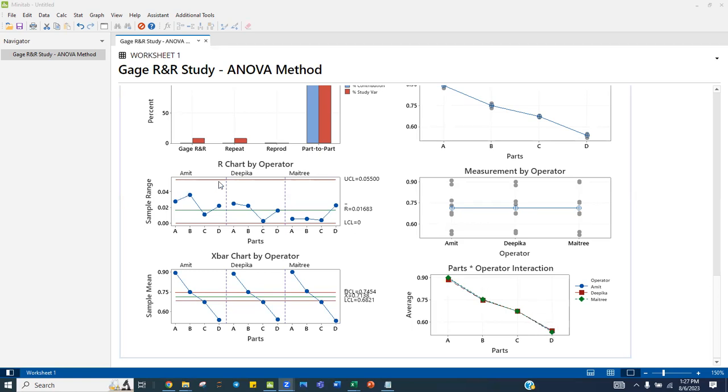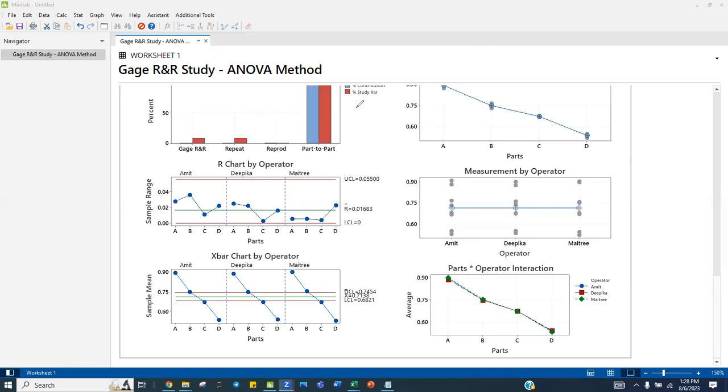Now I look at the R chart by operator. R is the range, and range represents the variation in the process. So variability between Amit, Deepika, and Maitri can be seen here, and the total variation in my process is about the sample range, which goes from 0 to 0.04.